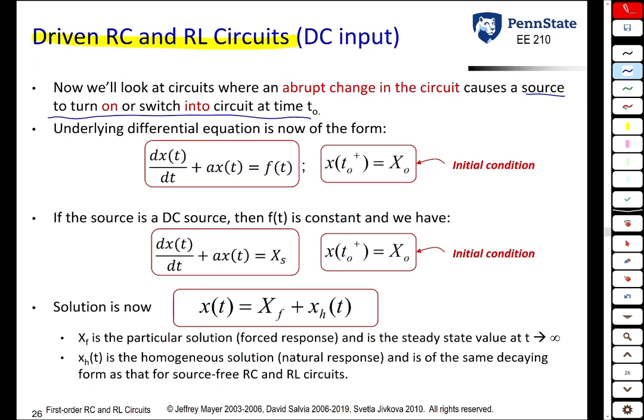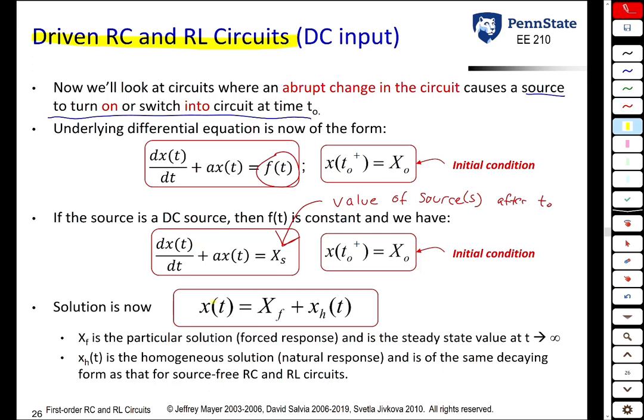The big difference in the differential equation is in this term here. Before, if you recall, f of t was always 0, so we only had a homogeneous solution. Now, f of t is going to be a constant. Specifically, it is going to be the value of the source, or sources, there could certainly be more than one, after time t0.